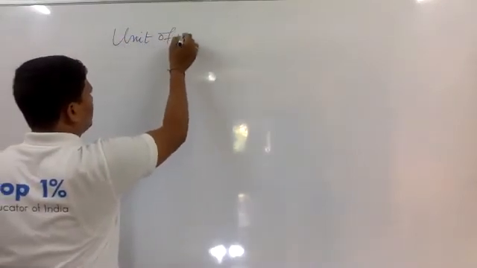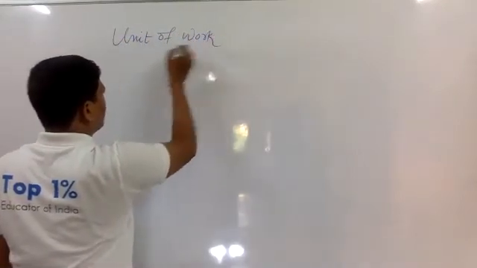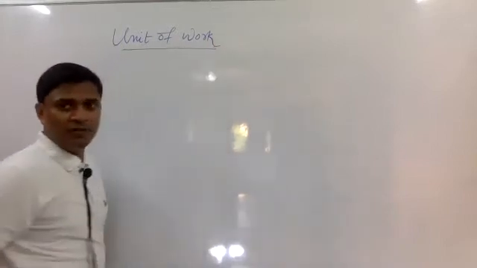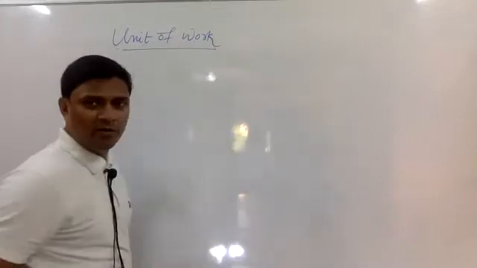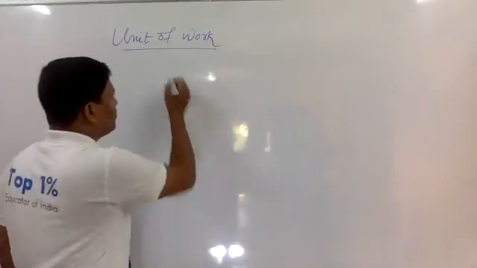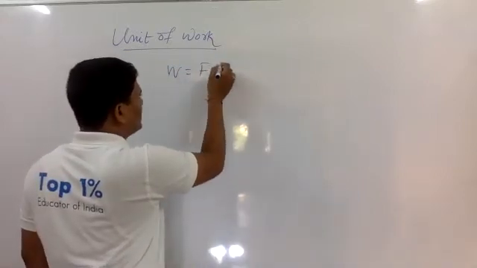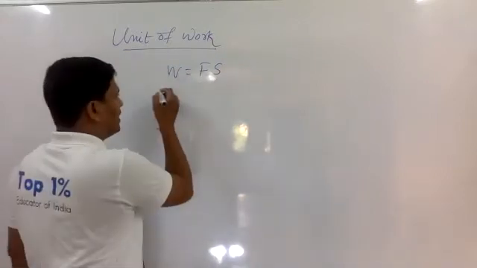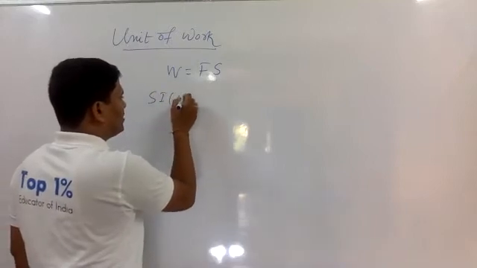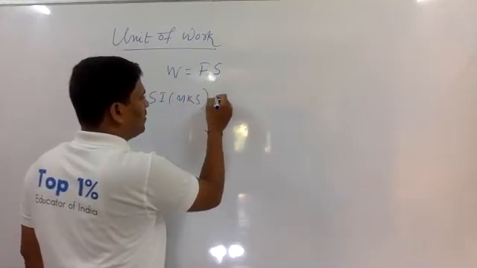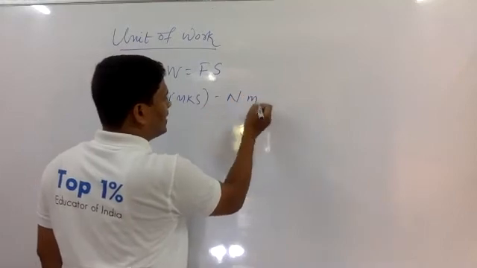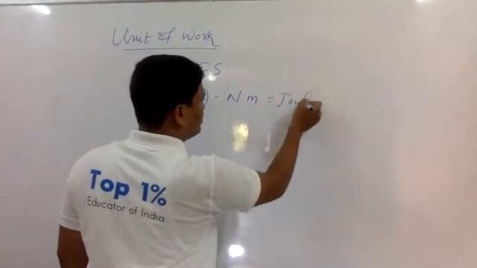Let's know the unit of work. Correct. So the unit of work, W is equal to Fs now. You know W is equal to work is equal to force into displacement, correct? If I'll say about SI unit or MKS unit, then what is the unit of force? Newton. What is the unit of displacement? Meter. Newton into meter is also known as joule.